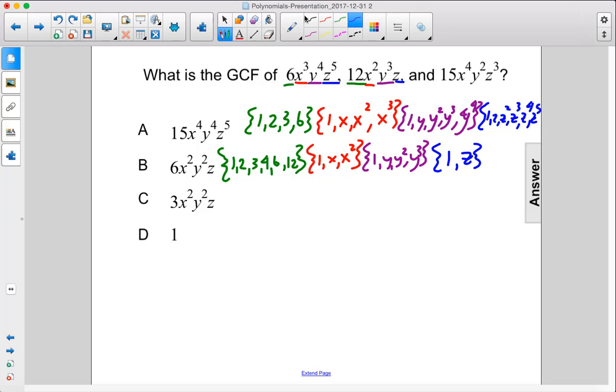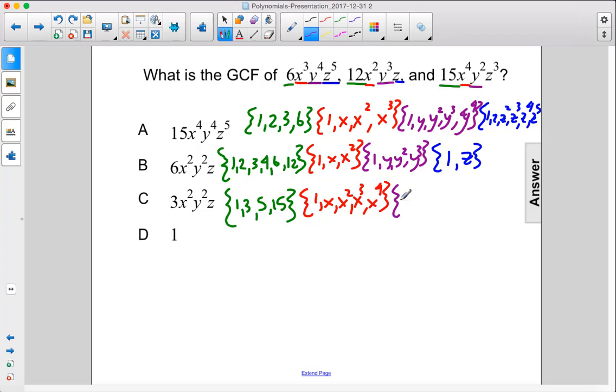All right, for the final monomial, we list first the factors of 15, which are 1, 3, 5, and 15. Factors for x to the fourth: 1, x, x squared, x to the third, and x to the fourth. Then y to the second power: 1, y, and y squared. And finally, z to the third, which is 1, z, z squared, and z to the third.